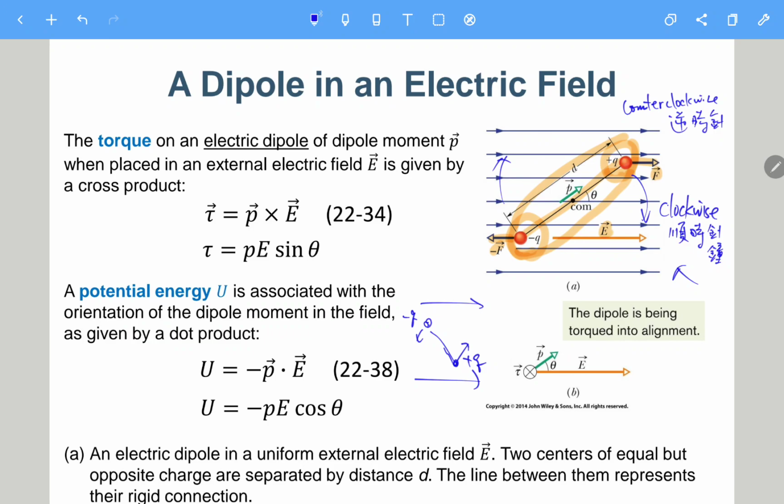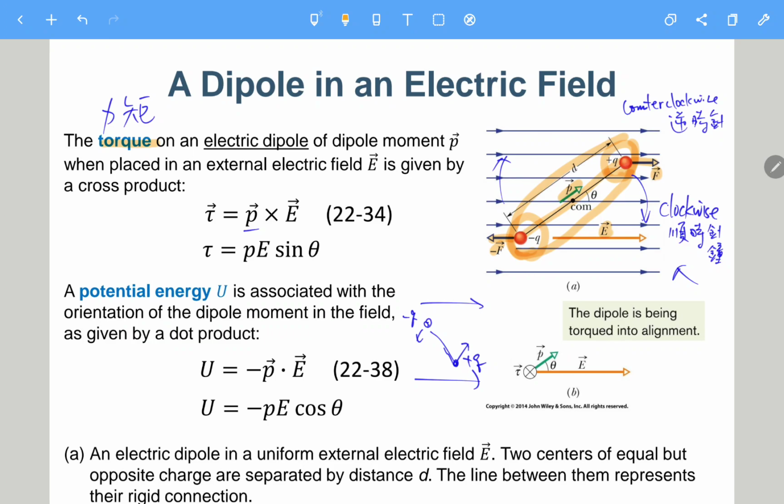Okay, so in that case, we can quantify it to be the torque, 力矩, of an electric dipole. So torque is of course this one: the dipole moment P cross the E field.